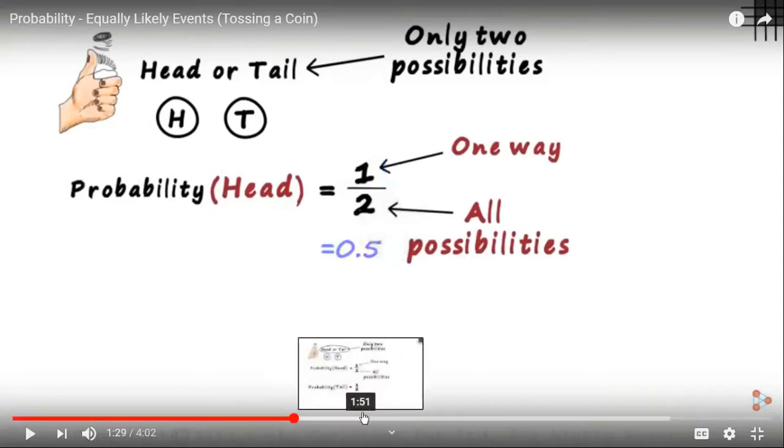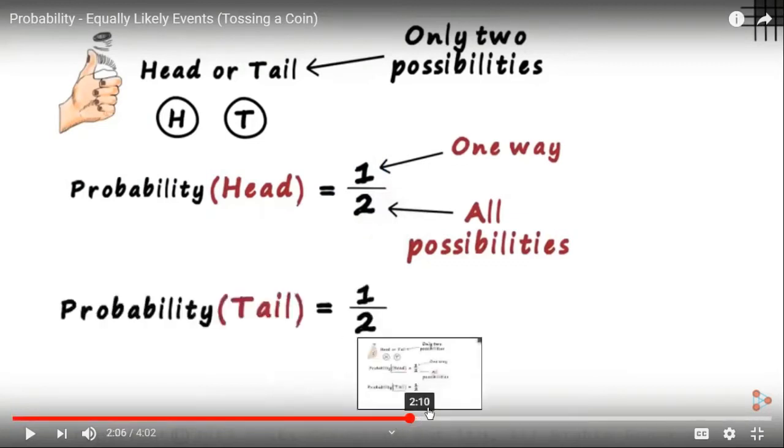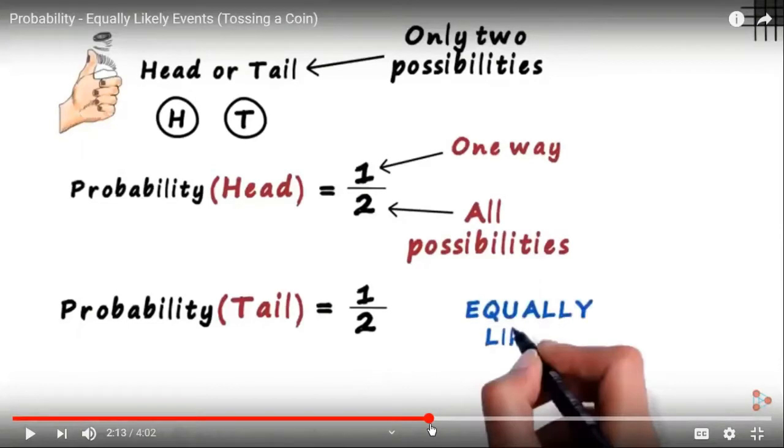Now, the same applies to the tail. If you flip or spin the coin, you will get a tail. So it's also one, and all possibilities should be two. So that is what we call equally likely.